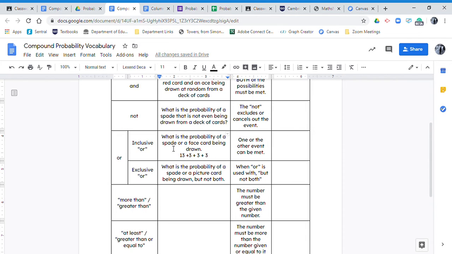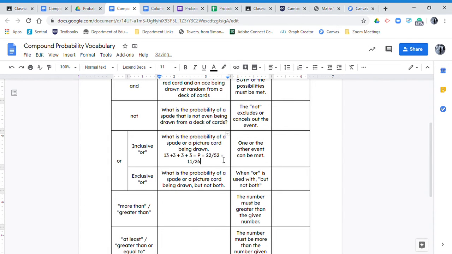Because we already have... you guys call them picture cards, right? I'll just fix that. The picture cards have already been counted for spades, so we don't need to recount them. So 13, 16, 19, 22. That's 22 out of 52 chances, so the probability is equal to 22 out of 52. If we reduce that, it's 11 out of 26 chances of it being either one of those. So that's the including one.